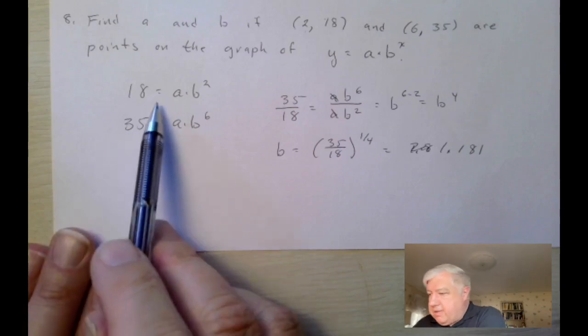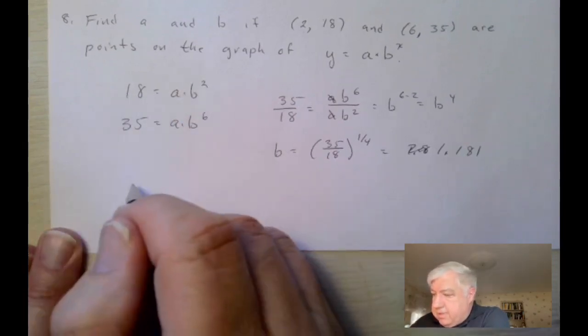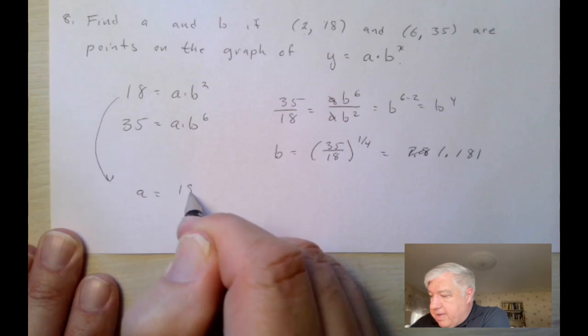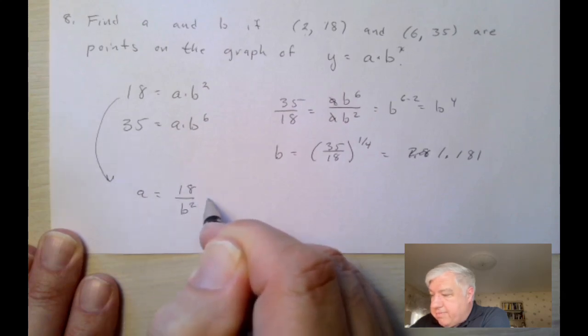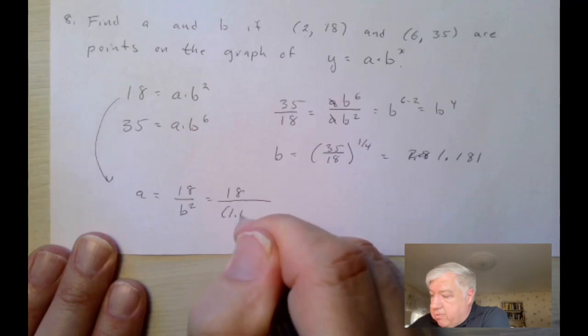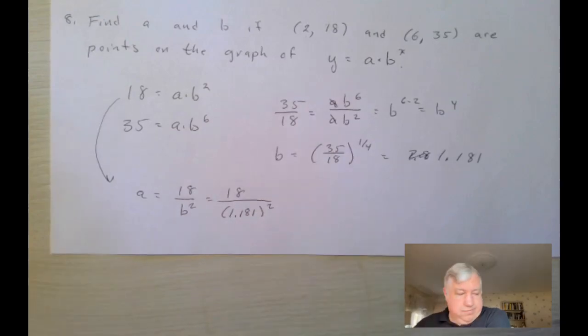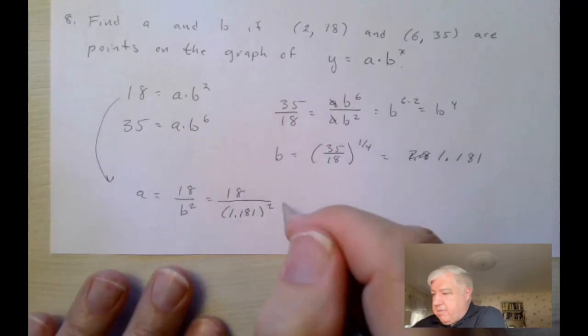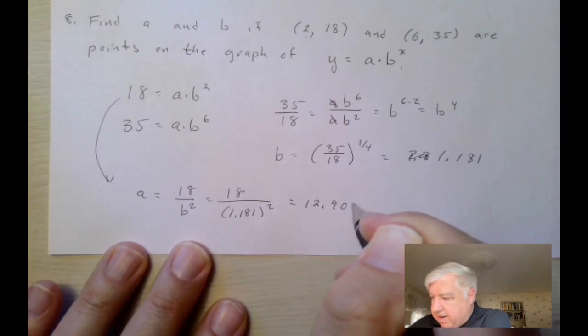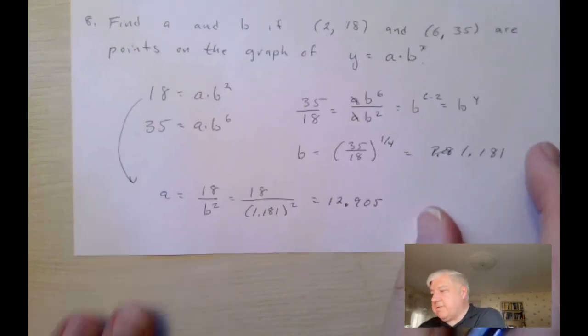And then to find a, we can plug this number into either one of these. I'll plug it into this first one. So this tells us that a is going to be 18 over b squared. So this is 18 over 1.181 squared. And you can compute that this is 12.905. Okay, so that would be a.